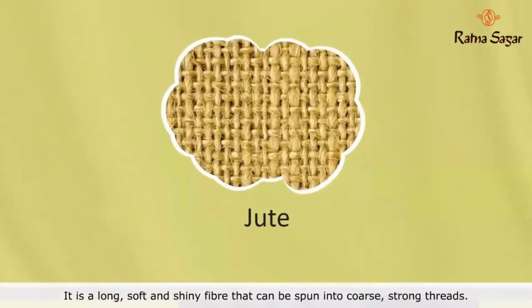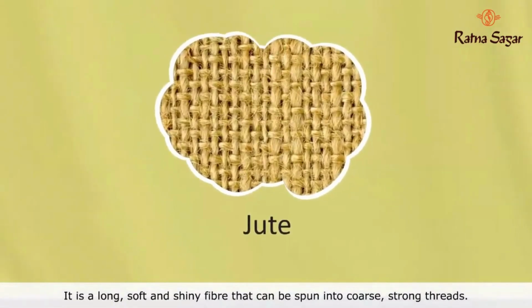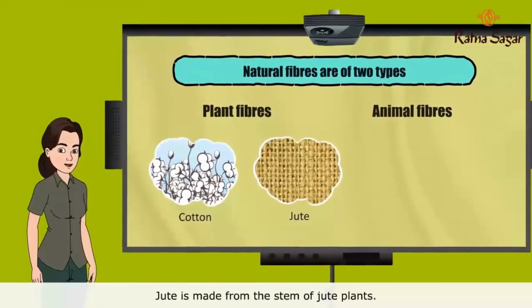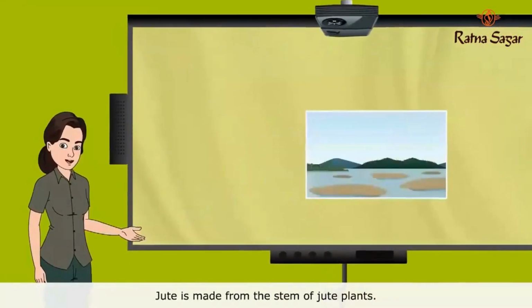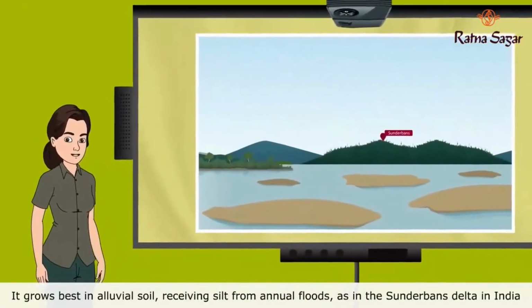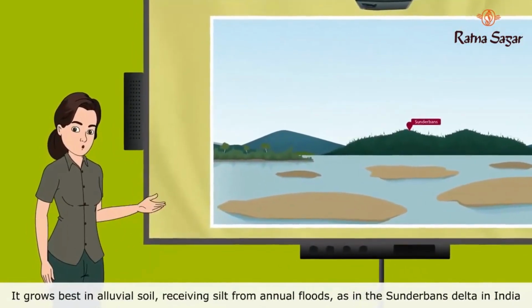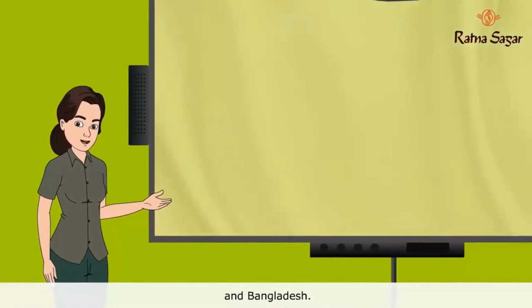Jute is another source of plant fiber. It is a long, soft and shiny fiber that can be spun into coarse, strong threads. Jute is made from the stem of jute plants. It grows best in alluvial soil, receiving silt from annual floods, as in the Sundarbans Delta in India and Bangladesh.